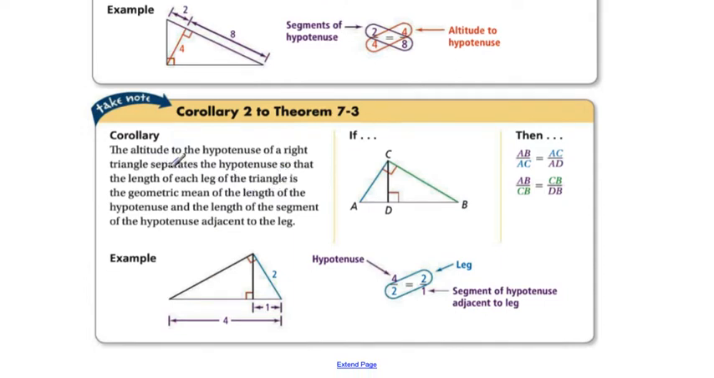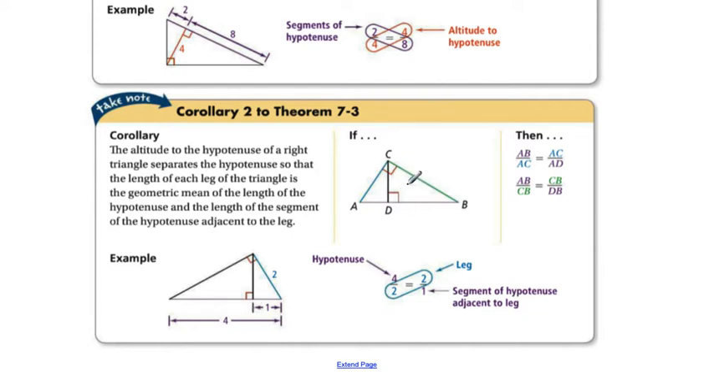This second one says the altitude to the hypotenuse of a right triangle separates the hypotenuse so that the length of each leg of the triangle is the geometric mean of the length of the hypotenuse and the length of the segment of the hypotenuse adjacent to the leg. Well, what does all that mean?